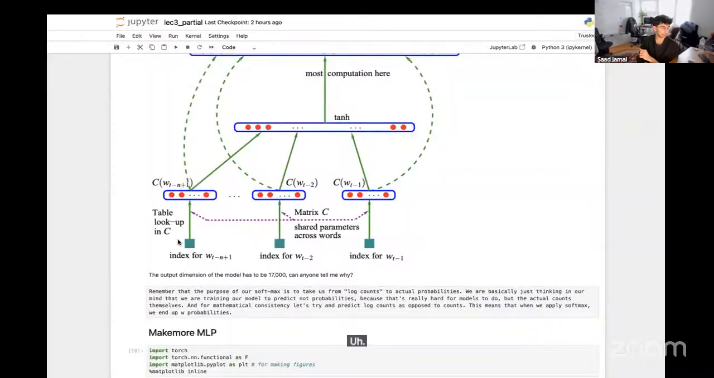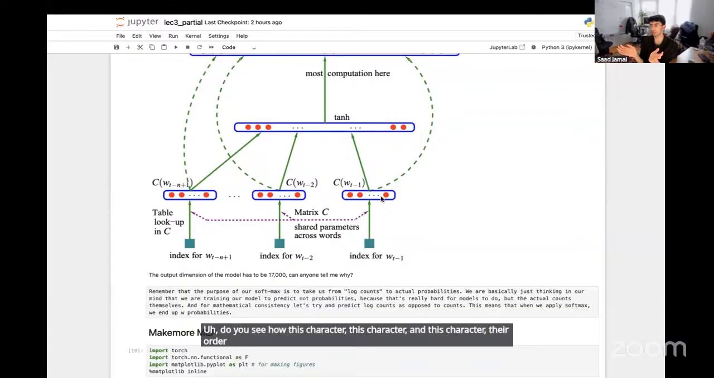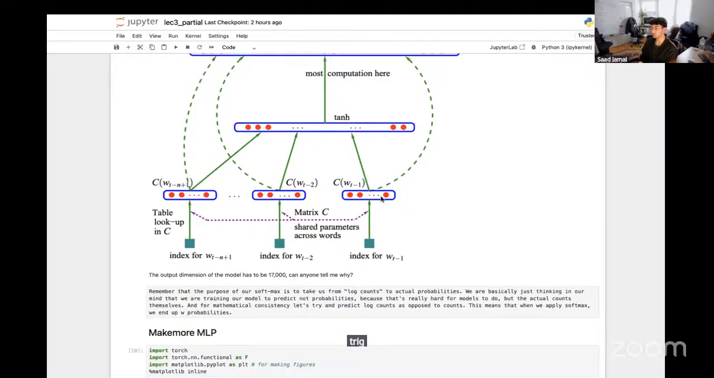Do you see how this character and this character, their order is completely arbitrary? You could flip the characters within the trigram and it's the same result, right? That's why the model is not learning positionality. So what Bengio realized is that traditional trigram models do have positionality.